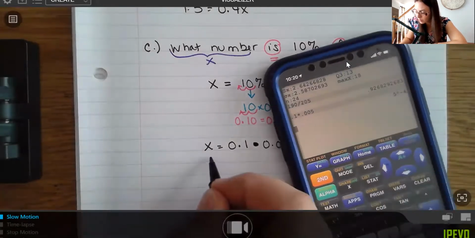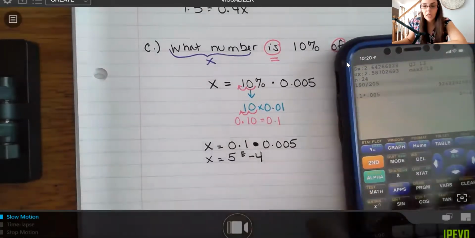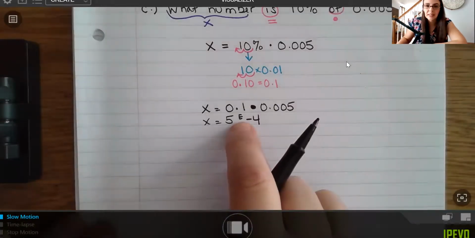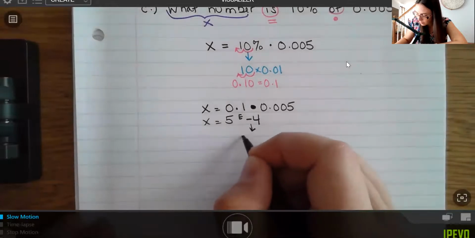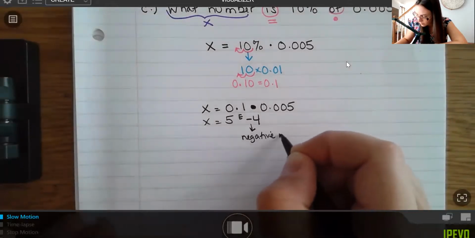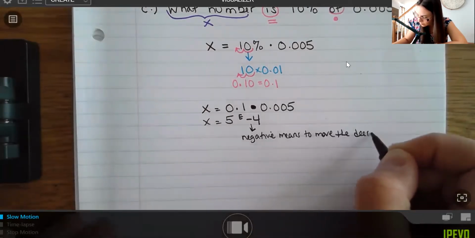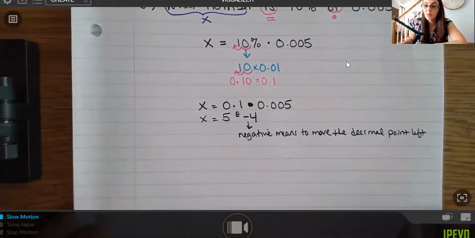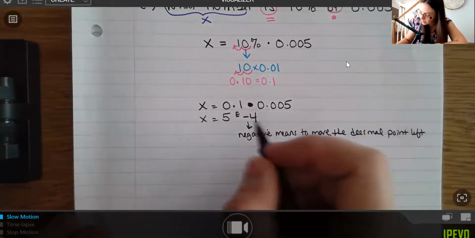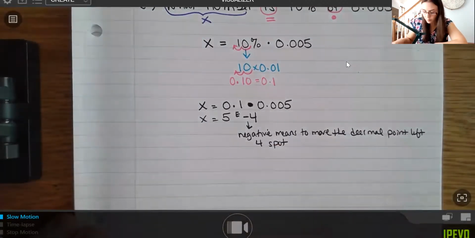So I'm going to write this down so we can all see it a little better. It says 5E-4. Again, sometimes you'll see an E, sometimes you'll see a 10. It just depends on your calculator. It means the same thing. So what it's telling you here is your decimal places. That -4, that negative means to move the decimal point to the left. And in this case, it's going to be 4 spots. So it's just a way for your calculator to write long decimals.